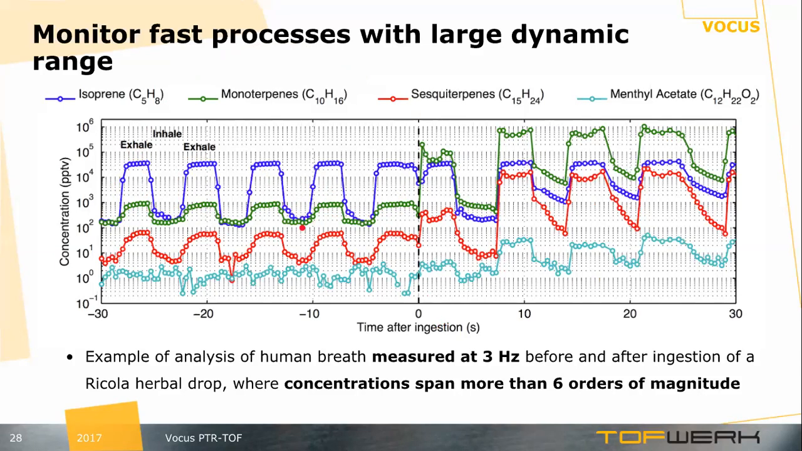The importance of sesquiterpenes and monoterpenes in Ricola are not particularly important for what we're discussing, but what is important is the dynamic range. So that's the range in concentration which we can measure. So again, at 3 hertz in this case. If we count the orders of magnitude going up here, it's 6 orders of magnitude dynamic range. So we're able to measure things in the ppt concentration and all the way up to hundreds of ppb. So many orders of magnitude at high time resolution.